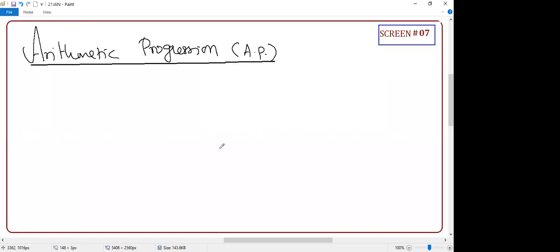So what is arithmetic progression? First, it is a progression. We learned so many progressions, right? Every progression has some condition. So for arithmetic progression, there is a special condition.